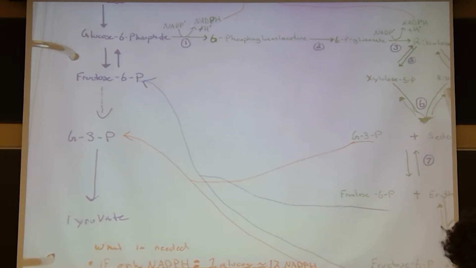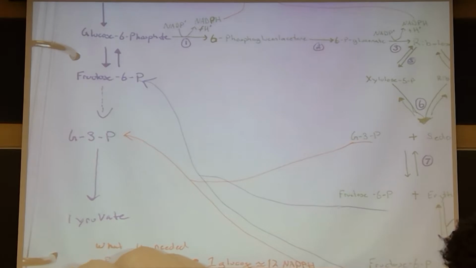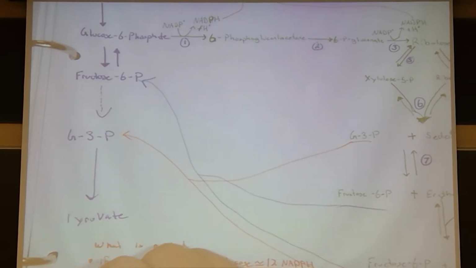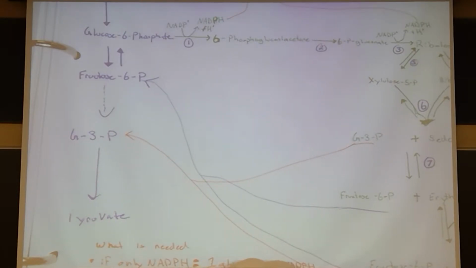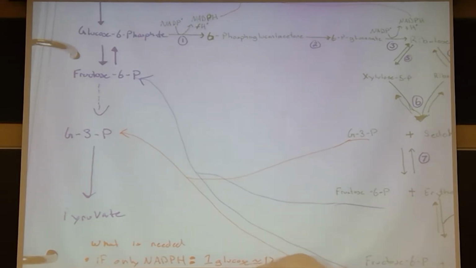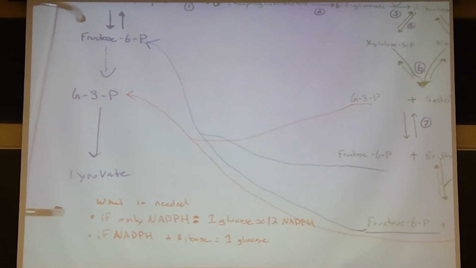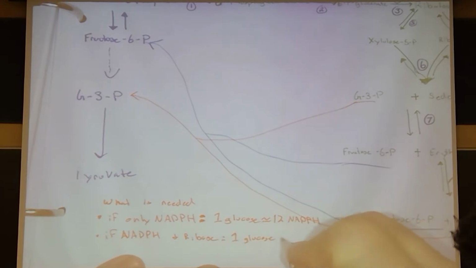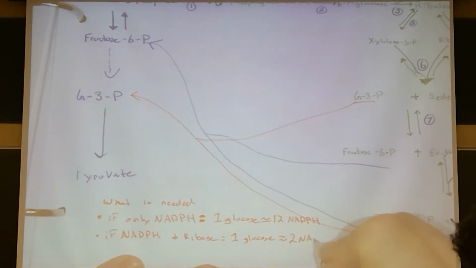So we have no sink. Nothing is pulling on ribose to form DNA, RNA nucleotides. If we need NADPH and ribose, you can imagine this is going to occur, and we're going to consume ribose, and this all of a sudden does not look near as efficient. If we need NADPH and ribose, 1 glucose is going to yield us about 2 NADPH and 1 ribose.